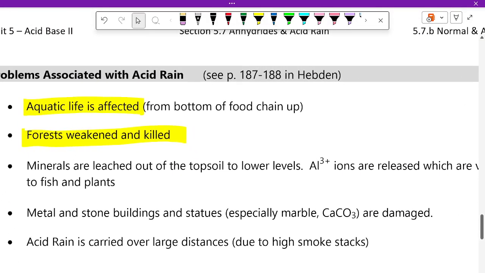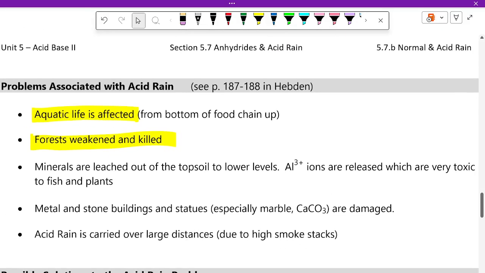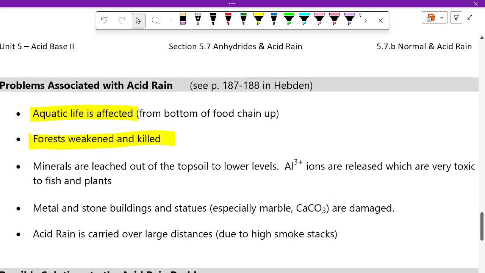So forests are weakened and killed. Minerals are leached out of the topsoil. Aluminum ions are released, which are toxic to fish and plants. Metal and stone buildings and statues, especially marble, calcium carbonate, are damaged. And finally, acid rain is carried over large distances due to high smokestacks.